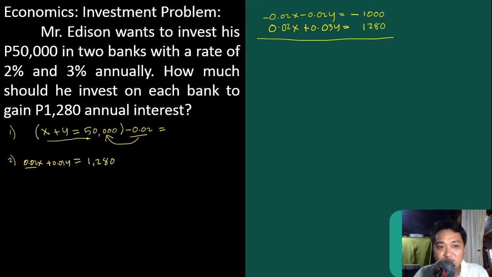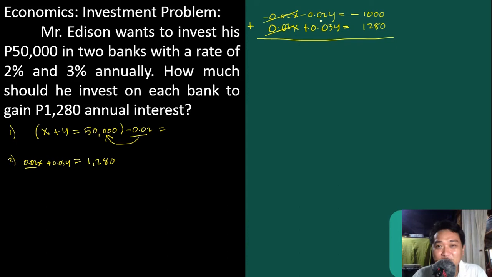Yung kaninang expression na to, minultiply po natin sa negative 0.02 for the purpose na para itong dalawang to makancel whenever we add. Kasi yung dalawang term identical. Ang pinagkaiba lang nila yung sign. Negative yung isa, positive yung isa. So makakancel sila, automatic 0 sila.